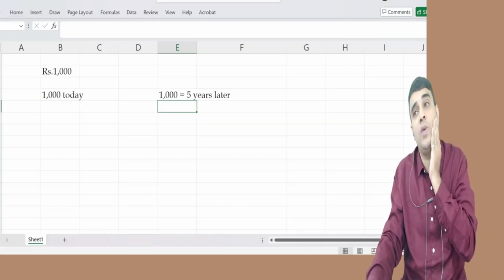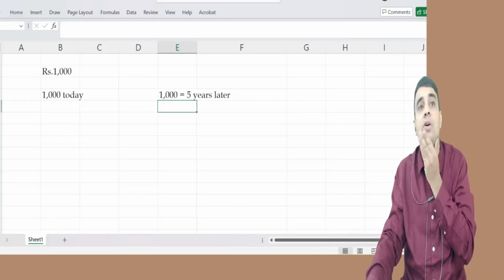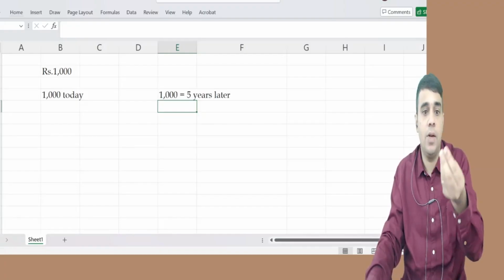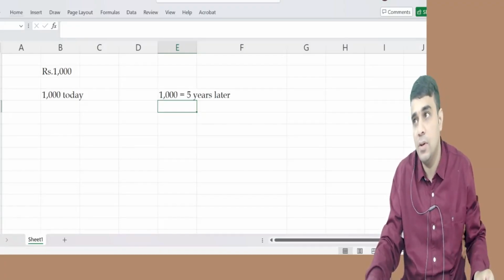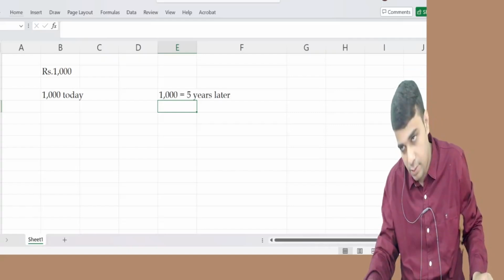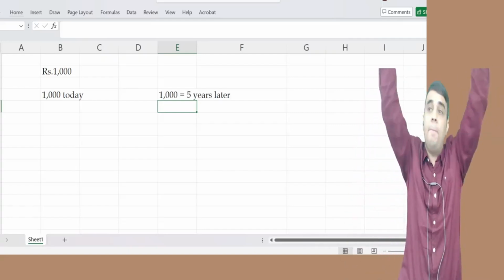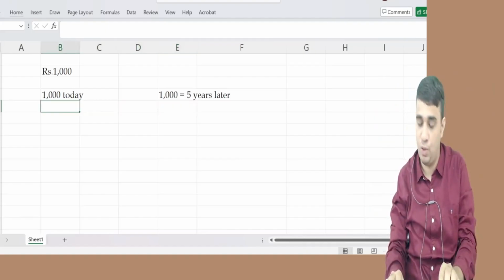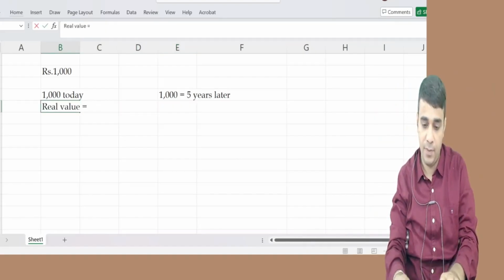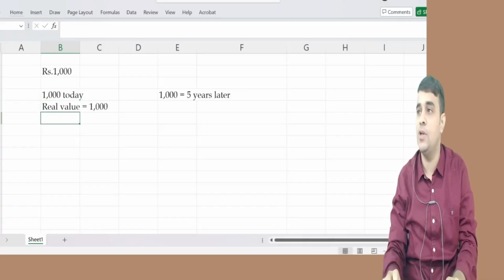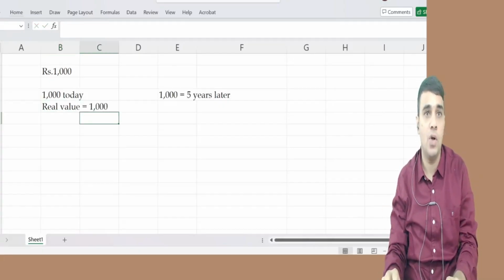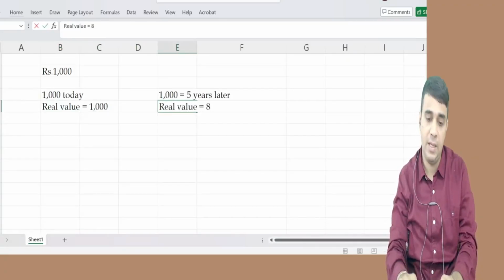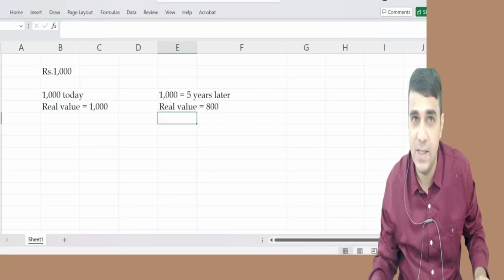Do you want 1000 today or 1000 five years later? Today. Why today? Same 1000 only, no? Same 500 rupee note. Okay, so what I can buy with 1000 today is different. Or to put it very simply, 1000 today, the real value is 1000. Five years later, the real value of 1000 could be 800, could be 700.